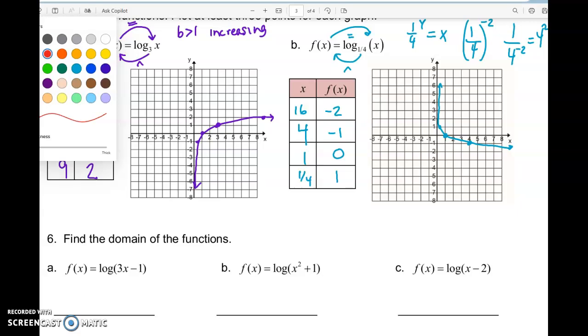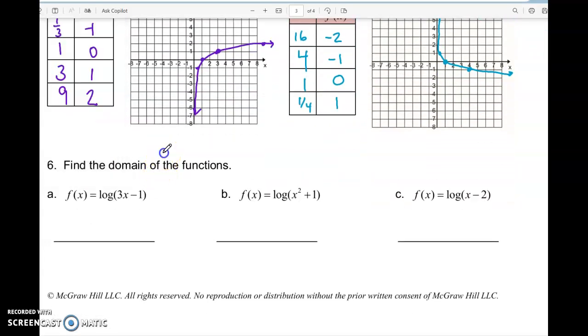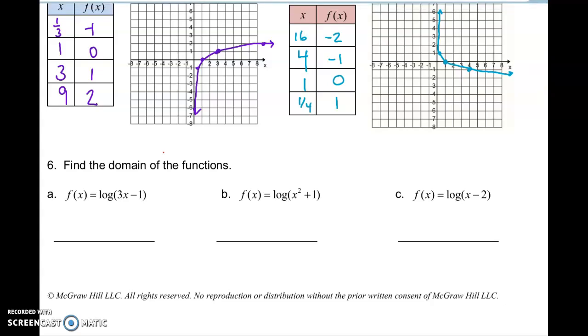These are asking us to find the domain. So when you want to find the domain, you are going to take a look at this, and you're going to set whatever is in the argument greater than 0. So let me write that. Take the argument and set it greater than 0 and solve for x. That's how you find the domain.